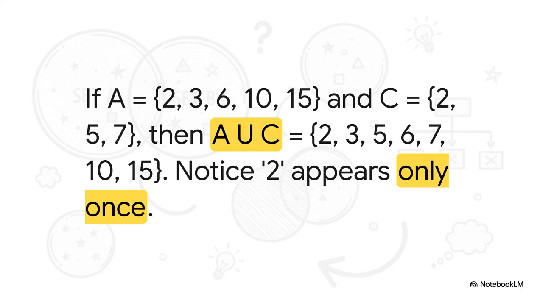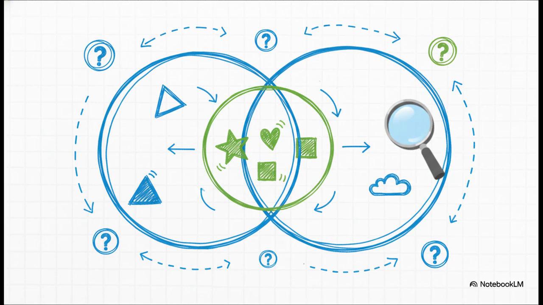The union automatically gets rid of duplicates for us. Now, if union is all about merging, intersection is all about finding the overlap. It's the search for what 2 different groups have in common. An item only gets into the intersection if it exists in set A and it exists in set B.